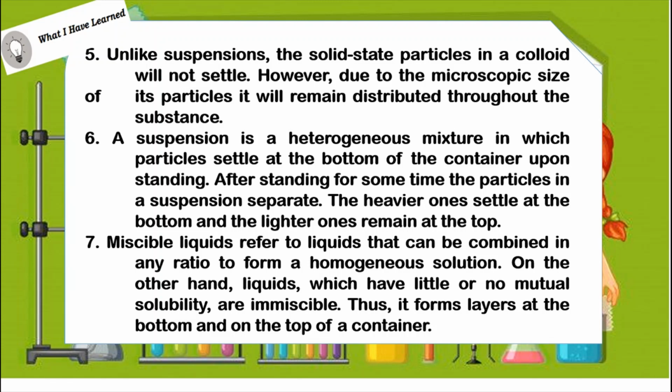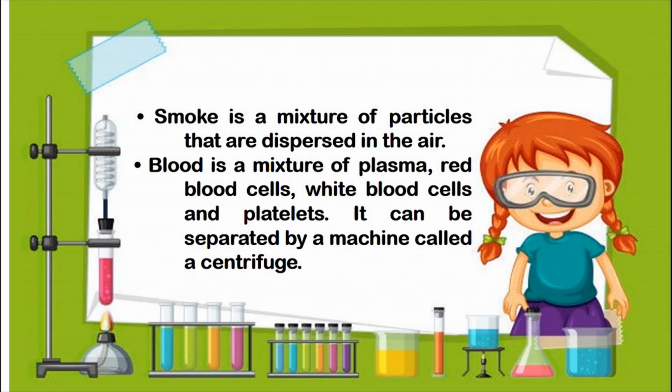Thus, it forms layers at the bottom and on the top of a container. And we have here trivia. Smoke is a mixture of particles that are dispersed in the air. And blood is a mixture of plasma, the red blood cells, white blood cells, and platelets. It can be separated by a machine called a centrifuge.